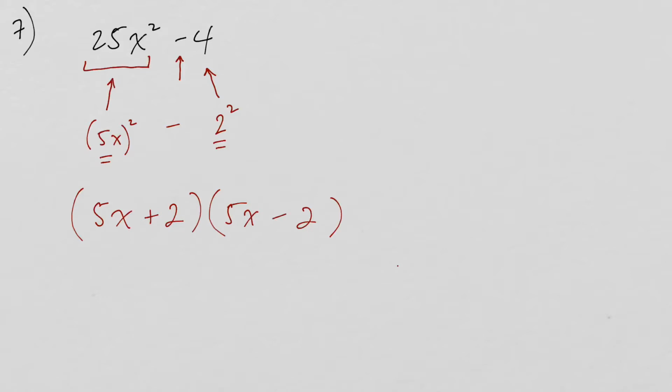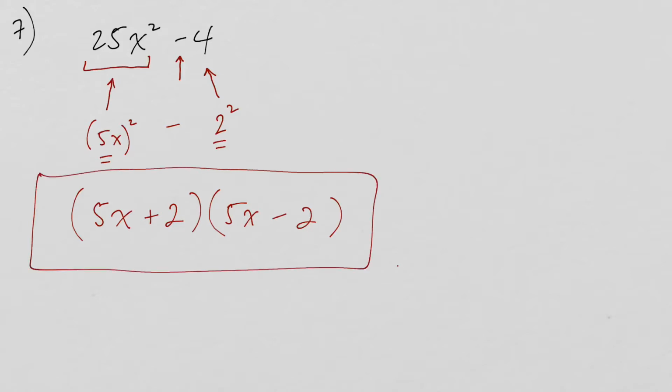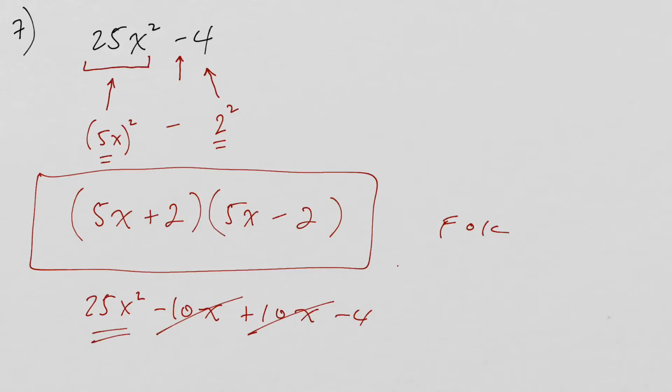Oops, I forgot the x in them. This will always work. It's always going to be the product of two conjugate pairs, because when you FOIL this, your first is 25x squared, your outer is negative 10x, your inner is a positive 10x, and your last is negative 4. These will always add up to 0 and go away, and you'll always have the first item squared minus the second item squared.